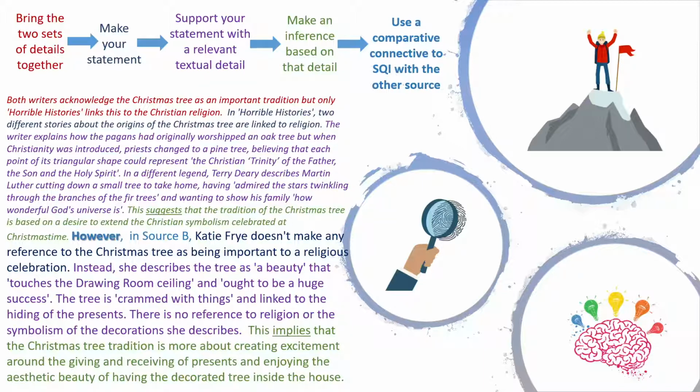So we bring the sets of details together. We make a statement, we support the statement with quotation, we infer, this suggests, this implies, then we use a comparative connective, and then we do exactly the same procedure again with the other text. And if you can do that a couple of times, you've got a really strong answer. And that is the strategy for question 2.